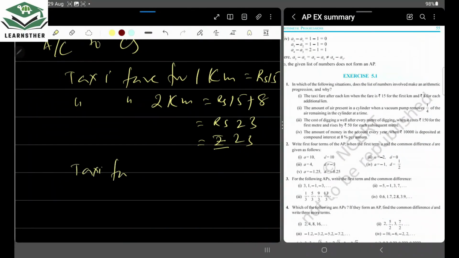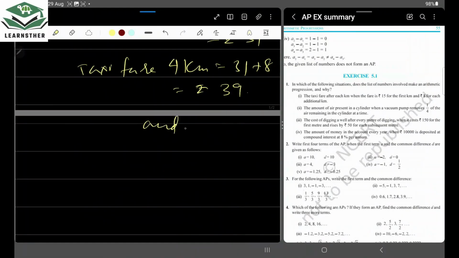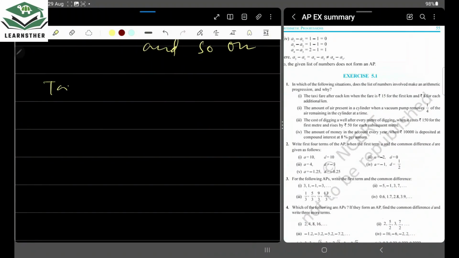In the same way, taxi fare for 3 kilometers will be 23 plus 8, this is rupees 31. Okay. Taxi fare for 4 kilometers will be the sum of 3 kilometers plus 8. So this will become 39 rupees. Okay. And so on.